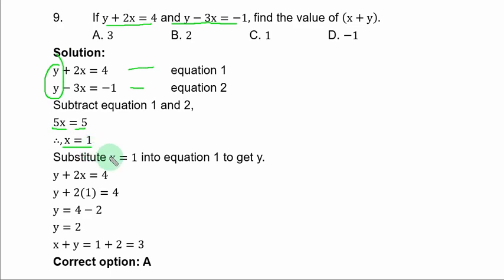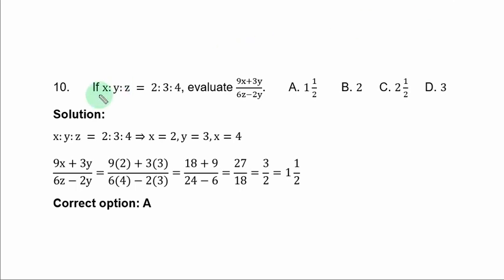To get y value, substitute s equal to 1 into equation 1. This is equation 1. Anywhere you see s, you put 1, and you have y plus 2 times 1 equal to 4. Collect like terms, you have y equal to 4 minus 2, y is equal to 2. Therefore, s plus y is equal to 1 plus 2, and that is 3. A is the correct option.